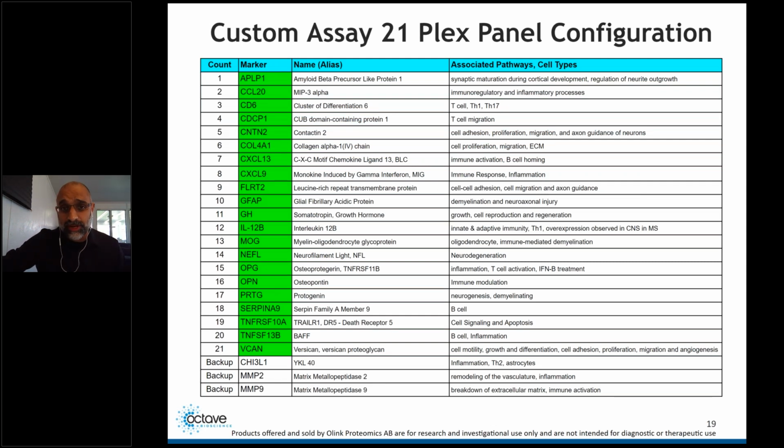This is a list of the 21 proteins that are on our panel that were manufactured onto our current panel. I've also included some of the backup markers. When we selected the features for our biomarker panel, we also included some backups, and I'll describe how those came into play. So I have the marker name here, as well as the alias, and some of the associated pathways and cell types with these various biomarkers.